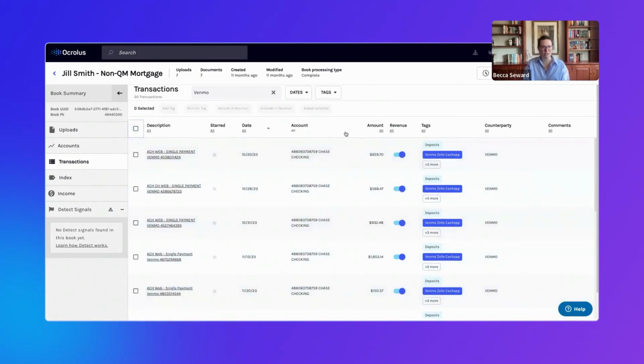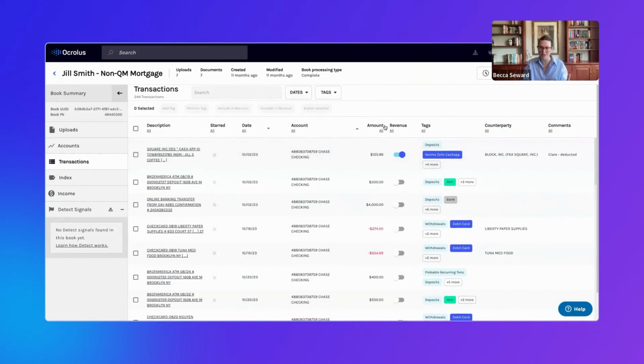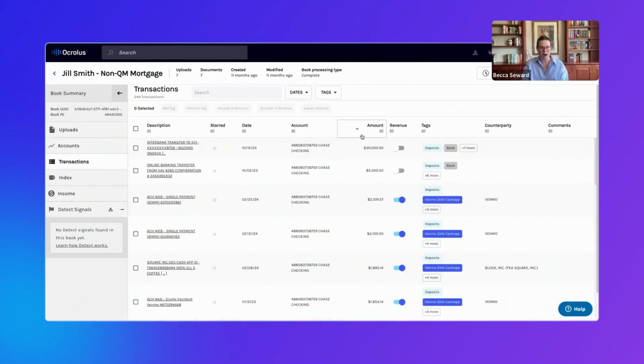You can also leverage each of these columns to quickly filter out some of the important transactions. Like I mentioned in the account summary, there was a large deposit in this bank statement group. So you can filter by amount here, and now I can see this transfer, which was a $30,000 transfer, an irregular amount for this borrower's account. And I can back that out of revenue because we don't want to consider large deposits in our income calculator.